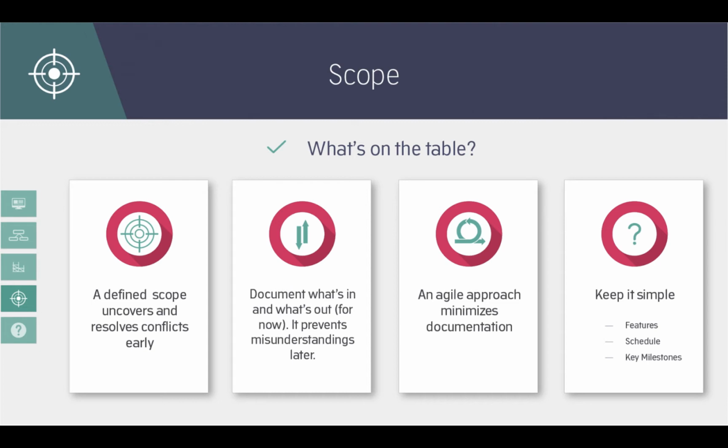An agile approach means committing to small, bite-sized increments of development. That way, if you find yourself going off track, you can recover within a short space of time because you're committing to solving a smaller part of the larger problem rather than committing to the entire problem at one time. It also is committed to minimal documentation. And in doing so, it encourages you to keep things simple. So keep the features simple, keep the schedule controllable, and set out your key milestones.